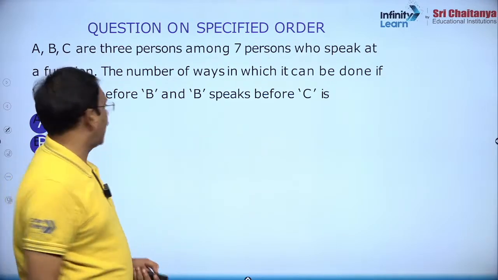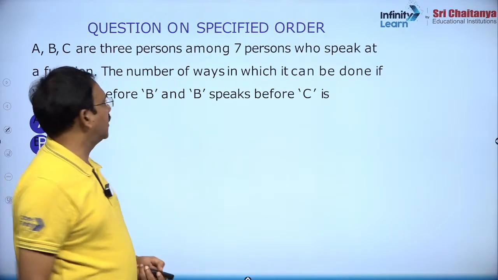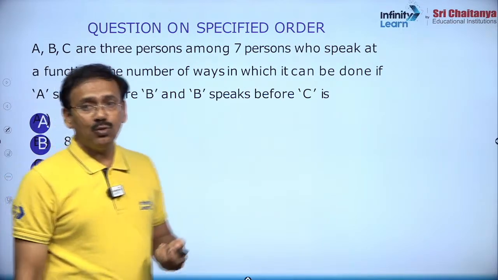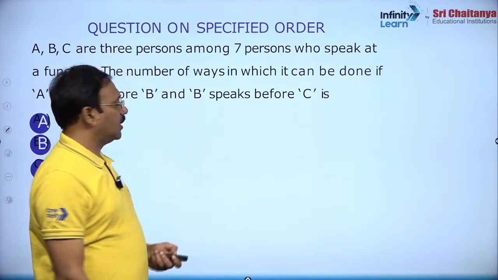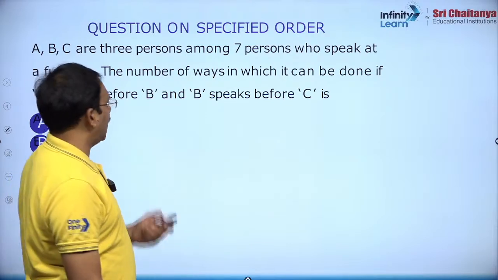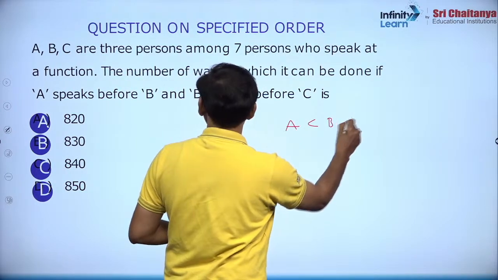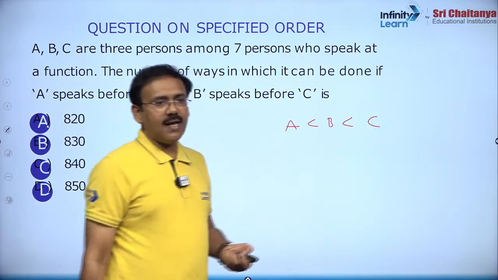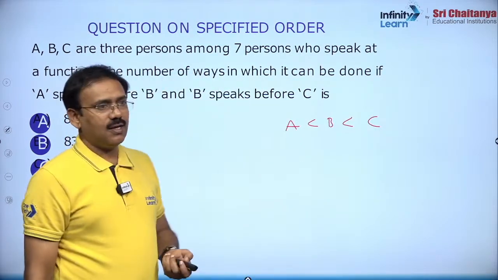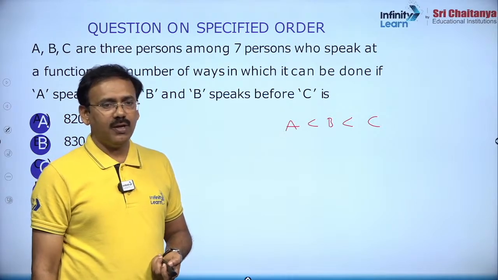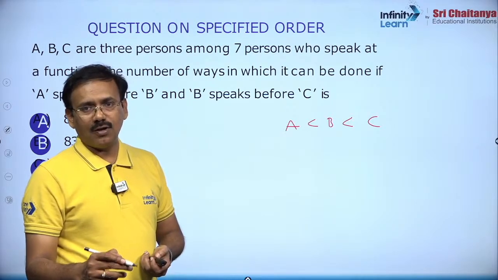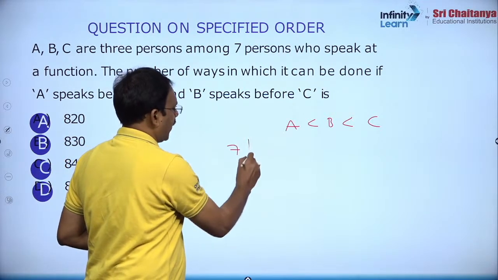ओके, ये देखिए, ये क्या है? स्पेसिफाइड ऑर्डर माने क्या है? ABC are 3 persons among 7 persons who speak at a function. The number of ways in which they can be done, A speaks before B, B speaks before C. ये देखिए, ये 7 students हैं. These 7 students are to be arranged in a particular order. Actual arrangement is 7 factorial.